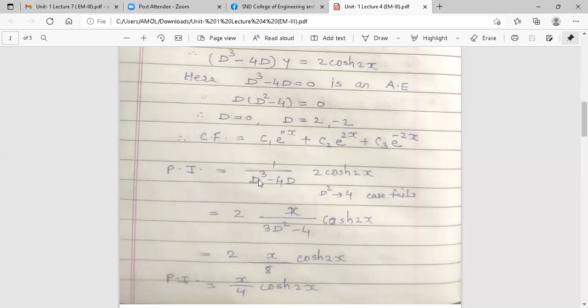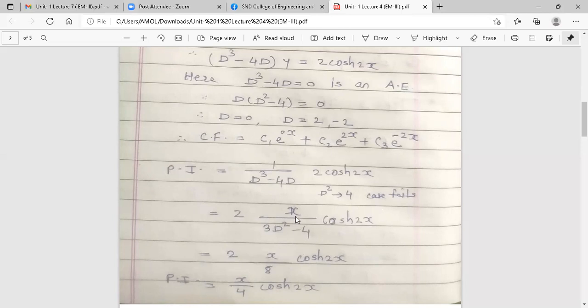If we replace D square by 4, so this is D cube. We can split D cube as D into D square, and the value of D square is 4. So this term will be 4D, and the second term is also 4D, and subtraction is there. So 4D minus 4D is 0, a case of failure. This 2 is a constant, so write it down as it is. It is a case of failure, so multiply the numerator by x and take the derivative of the denominator. The derivative of D cube is 3D square minus 4 into hyperbolic cos function. Since 2 is a constant term, write it as it is, x upon.